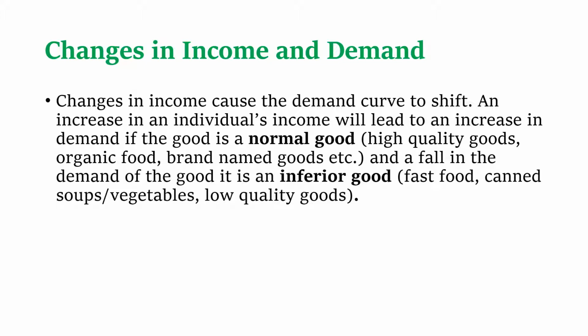And for all normal goods, we expect more of them to be demanded if the consumer's income increases, and we expect less of them to be demanded if the income of the consumer falls. So if the consumer all of a sudden is broke, he will not buy more organic food, he will switch to inferior goods. More of the inferior goods will be demanded when the income falls.